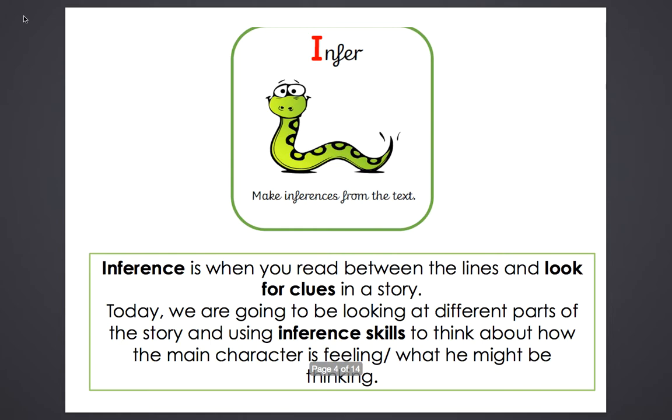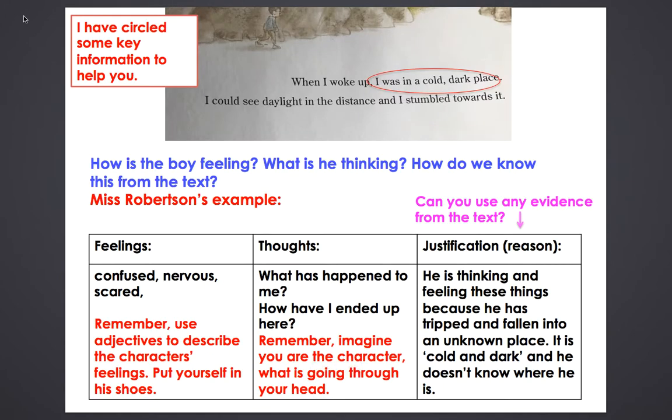Okay, so I'm just going to show you what it is that we'll be doing today. So you're going to have some little extracts, some little pages from the books, and you're going to be thinking about how the boy, so the main character in the story, is feeling, what he is thinking, and how we know that. And that's called the justification.